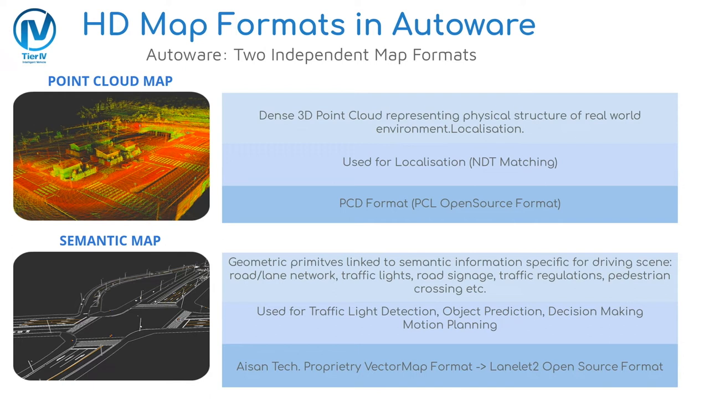In contrast, the semantic map contains sparse geometric primitives and their associated semantic meaning relative to the autonomous driving task. This includes such information as the road and lane networks, traffic signals, roadside signage, and road markings such as stop lines and pedestrian crossings. This information is used for such things as traffic light detection, object prediction, decision-making, and motion planning. Autoware originally used a proprietary map format from ISON Technology, but has now moved to the open source format detailed by the Lanelet2 project.